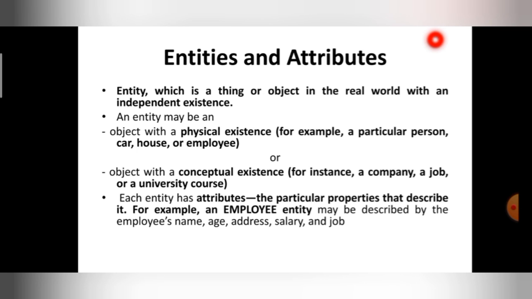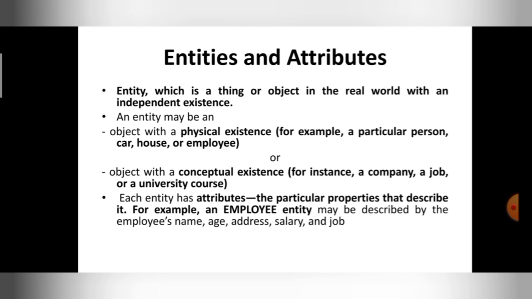And one more important thing, an entity may be an object with a physical existence or an object with a conceptual existence. For example, physical existence means, as I told you, house is an entity, fan is an entity, bench is an entity. A person is an entity, car is an entity, house is an entity. These entities have physical existence.